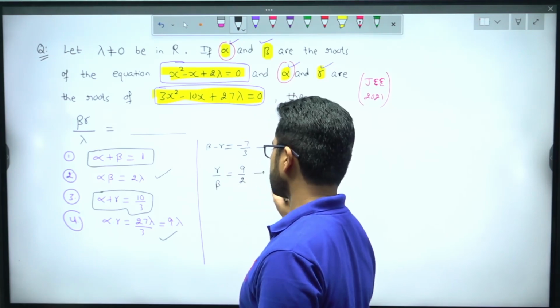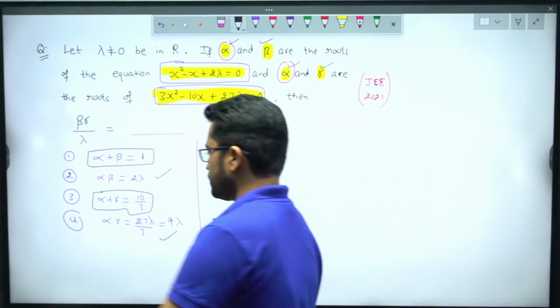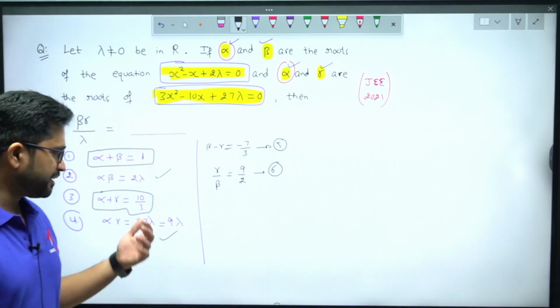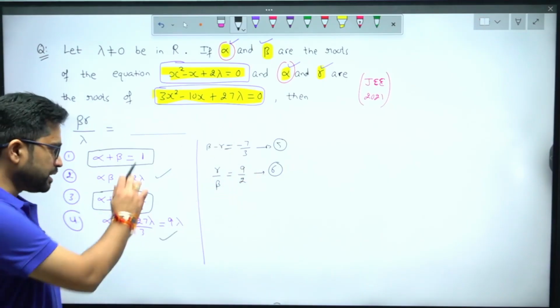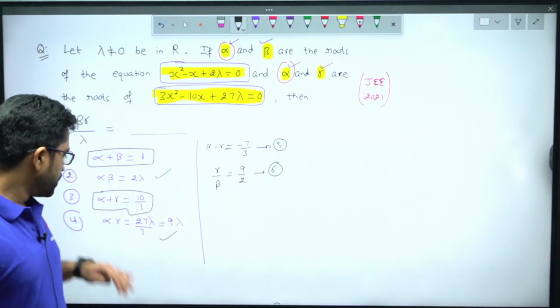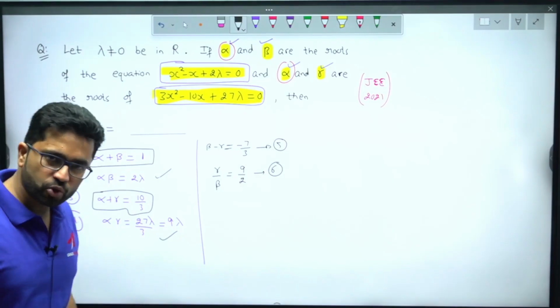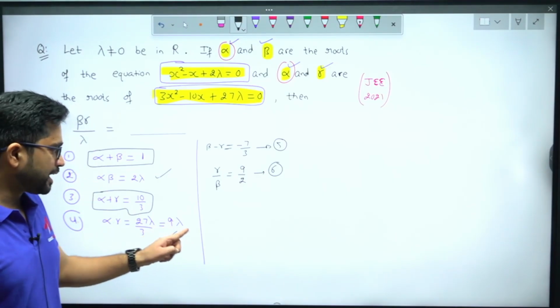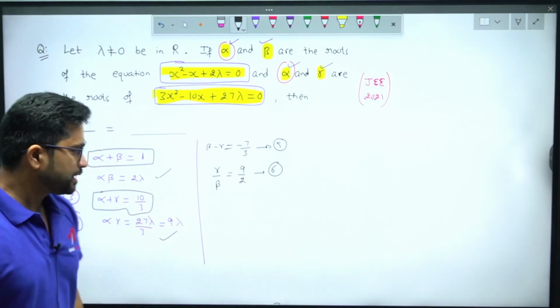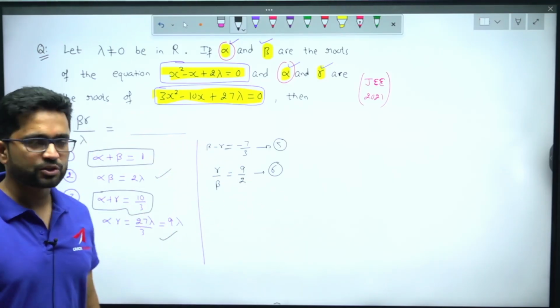Equation number 6. Once again, first minus third, alpha eliminated, beta minus gamma comes out to be minus 7 by 3. 1 minus 10 by 3 is minus 7 by 3. Fourth by second is gamma by beta. It comes out to be 9 lambda by 2 lambda. Lambda eliminated. Alpha eliminated. So gamma by beta comes out to be 9 by 2.